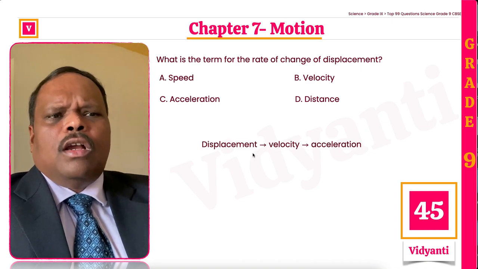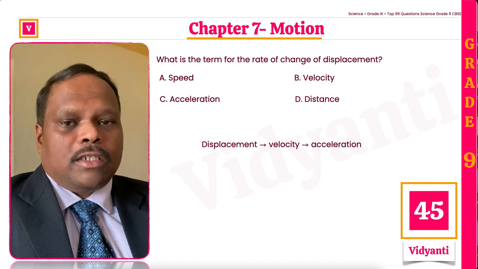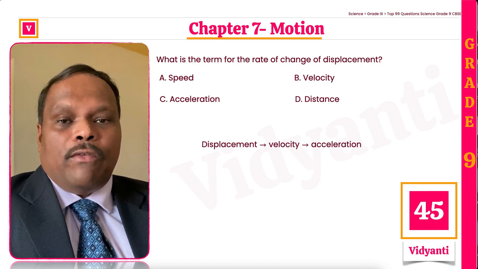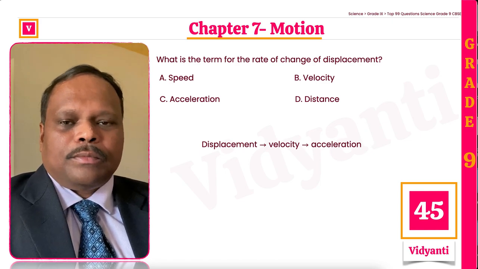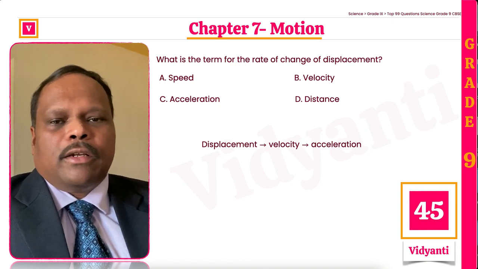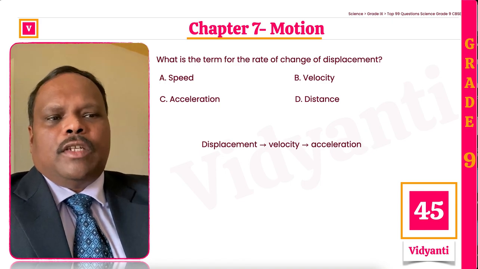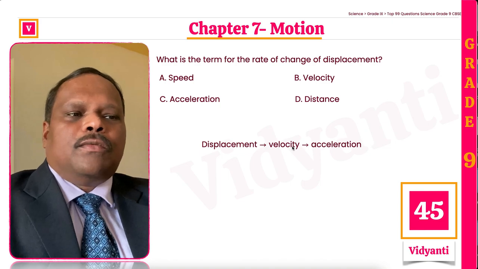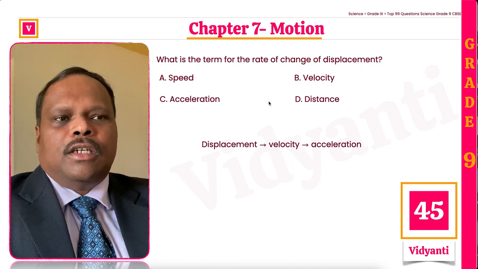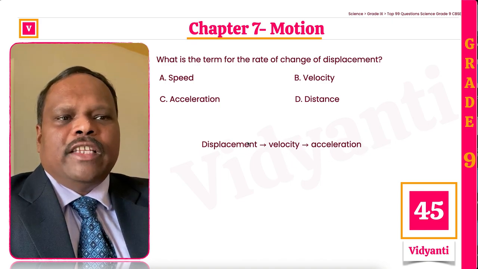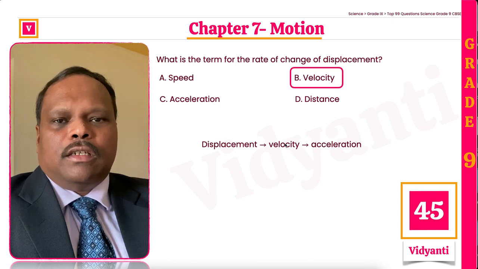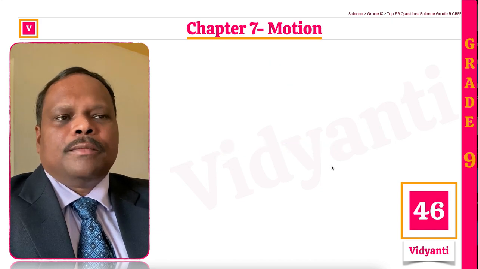The flow: we have displacement, which is the shortest distance between two points. Then we have velocity, and then we have acceleration. Why have I written in this particular manner? Rate of change of displacement is velocity. Rate of change of velocity is acceleration. So, rate of change of displacement, that will be velocity. Remember, all three are vectors.